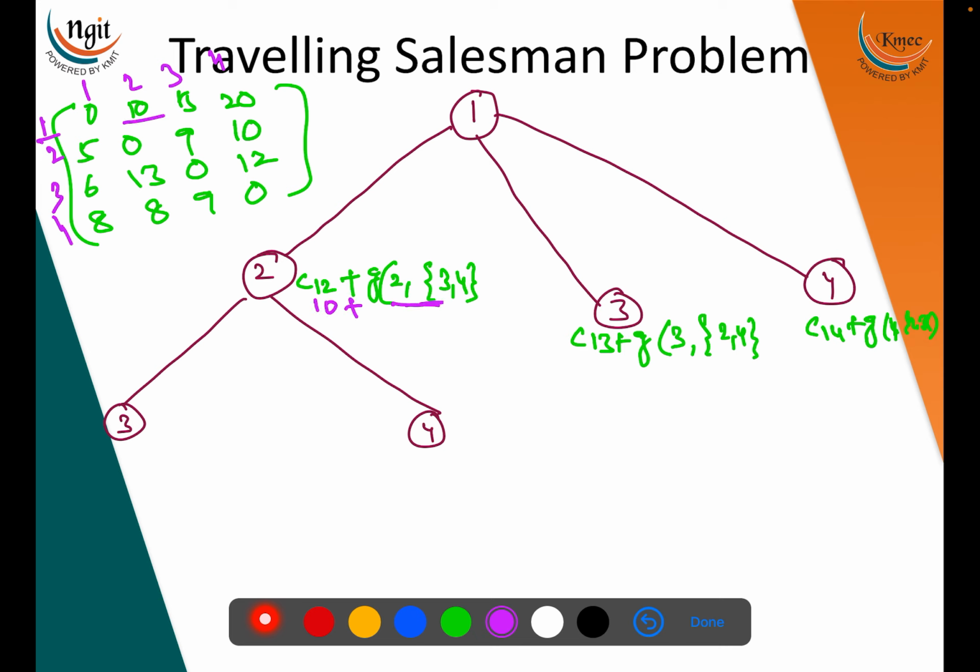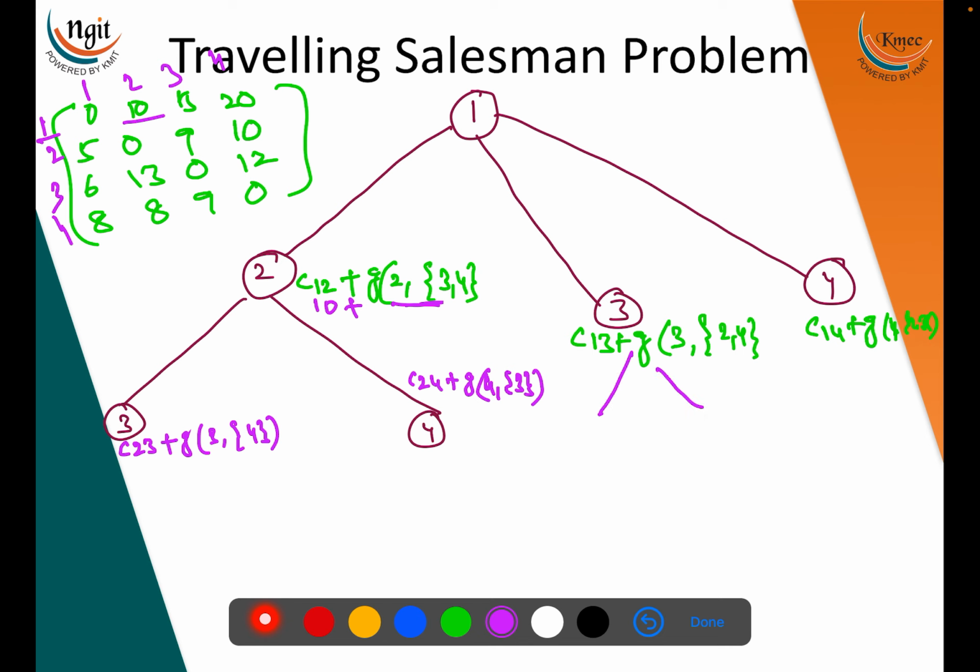But we don't know this value. You have to get it done. So how can I get it done? I am at the second vertex. Now the formula is C23 plus G of unvisited vertices 3 comma 4. Correct? Now at the fourth vertex, it is C24 plus G of, which vertex did he not visit? 4 comma 3, he did not visit 3.